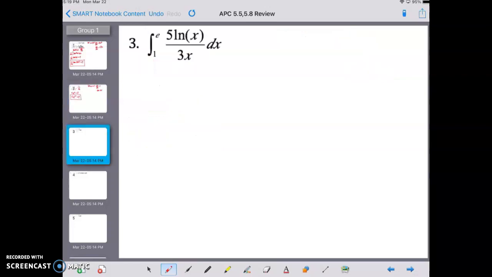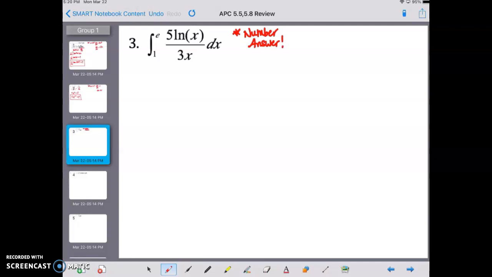In example number 3, I'm starting with, first of all, an integral that has limits of integration on it. So in this problem, I should get a number answer when I am done. And this is because I have limits of integration. Keep in mind when we are finished, we should have a number answer here, not a function plus c, because we're going to evaluate it at e and evaluate it at 1.